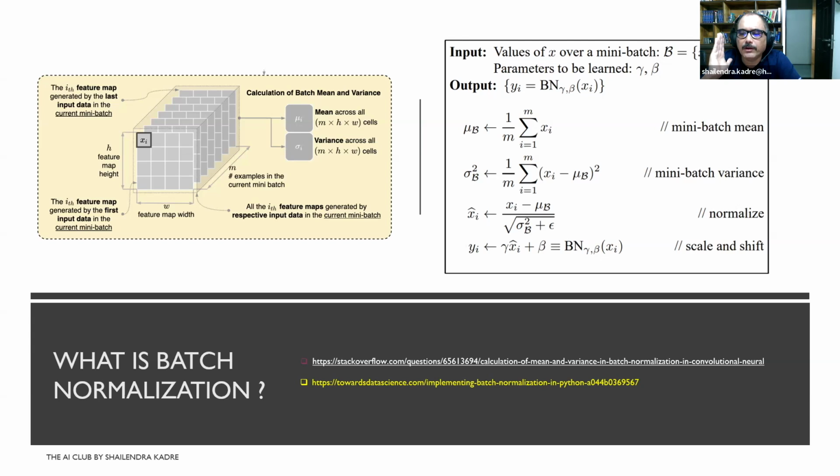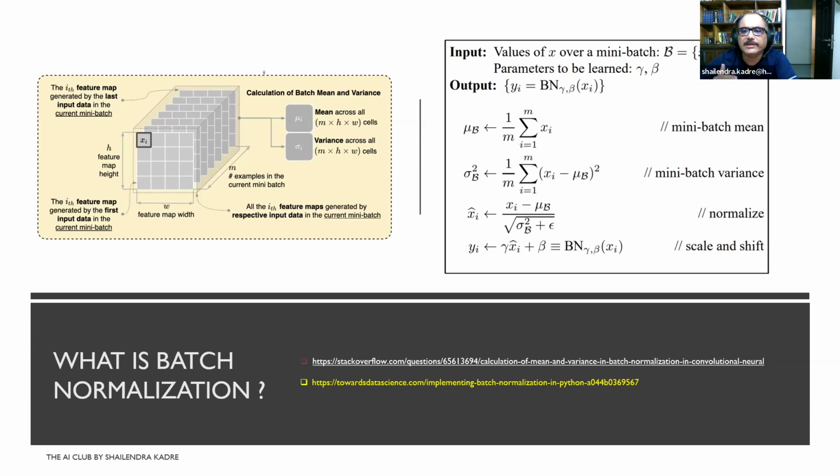Any problem, Dr. Shailesh here? No, I think okay. It is very simple, right? We calculate the mean and then we calculate the variance of that mini batch. If there are 10,000 records in that mini batch, the value of M will be 10,000. So we did that, and now we have the value of mu B and sigma B square.